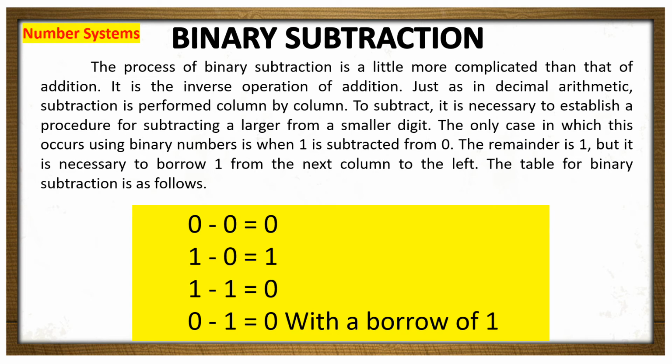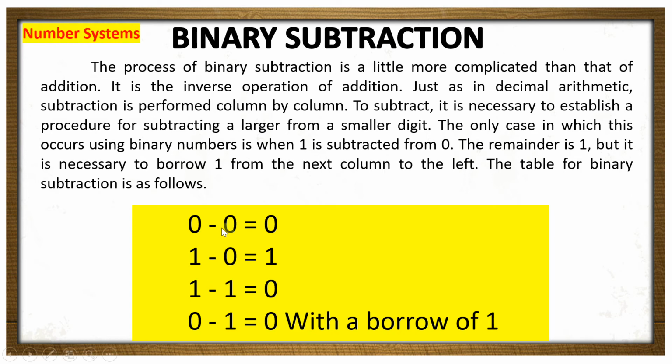The only case in which this occurs using binary numbers is when 1 is subtracted from 0. The remainder is 1, but it is necessary to borrow 1 from the next column to the left. The table for binary subtraction is as follows. These are the rules for binary subtraction.